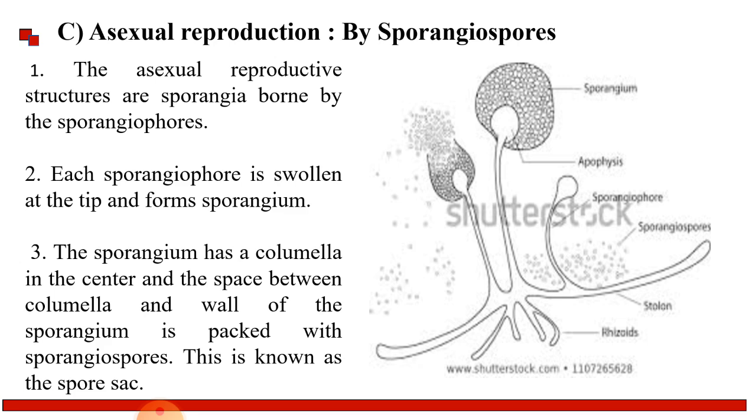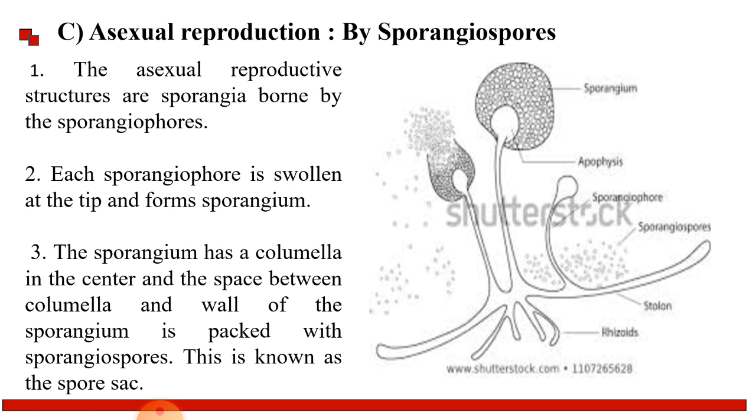This fungus reproduces asexually as well as sexually. First we see the asexual reproduction by sporangiospores. The asexual reproductive structures are sporangia borne on the sporangiophores. Each sporangiophore is swollen at the tip and forms a sporangium.